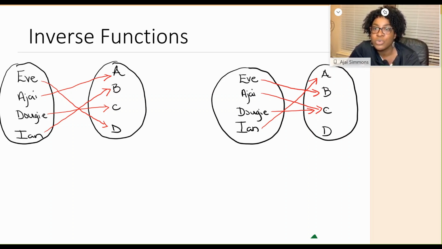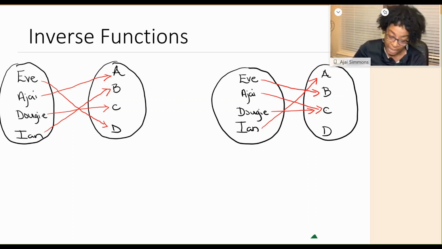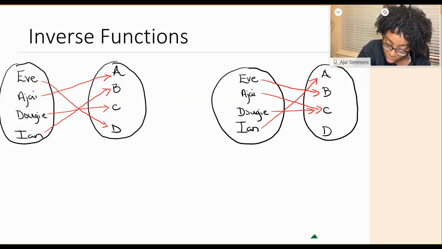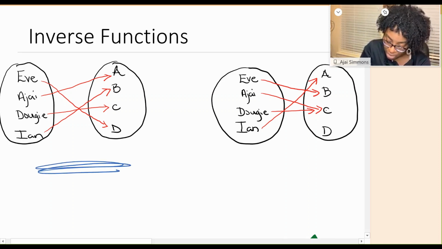If you look on your screen right now, you have two mappings. Mappings, if you remember from the video talking about domain, we talked about mappings. So in a mapping, the left-hand side would be the domain and the right-hand side would be the range. So let's look at this mapping over here on the left-hand side.